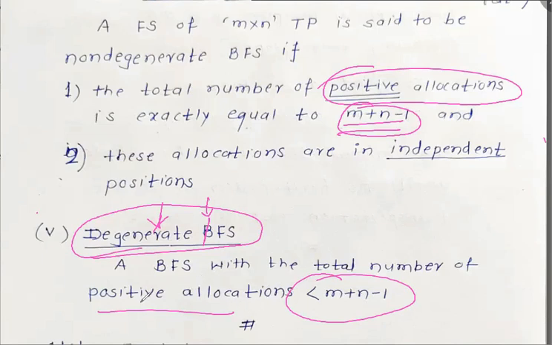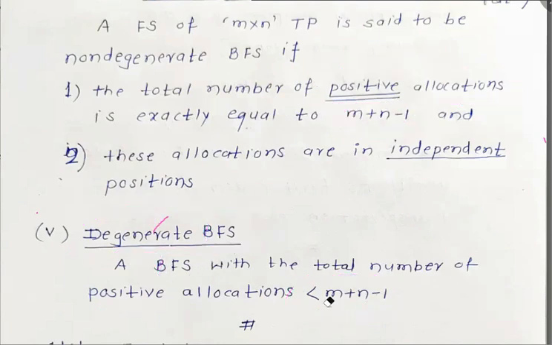When the feasible solution contains less than m plus n minus 1 positive allocations, then it is called a degenerate feasible solution. Now one more thing we will see: what is the meaning of this statement? Positive allocations are at independent position.